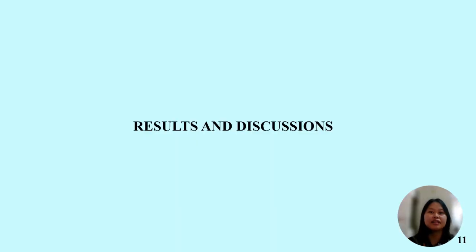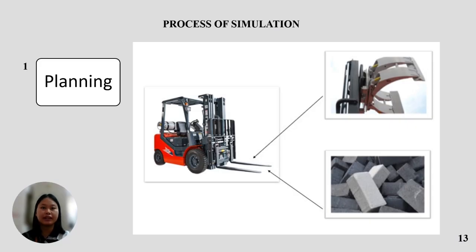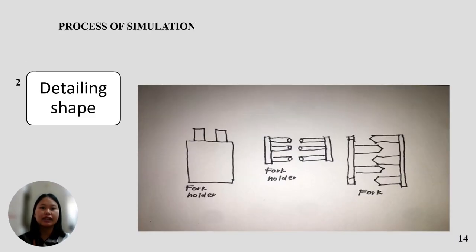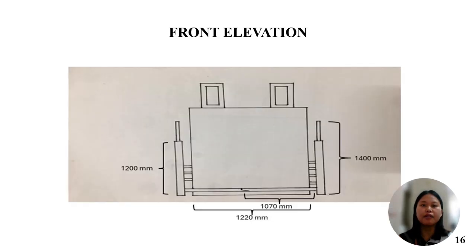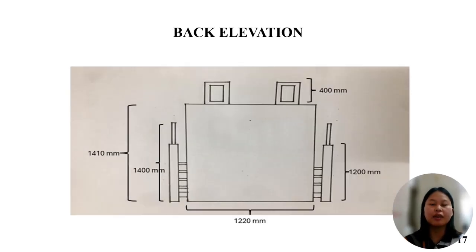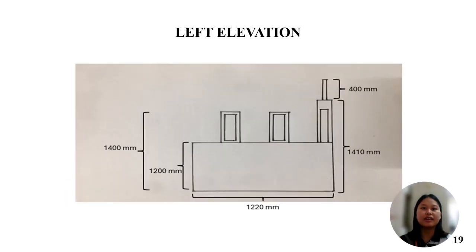Results and discussions. There are 6 processes of simulation. First is planning. Second is detailing. In detailing shape, there will be dimensions and elevations of the fork. First is plan view, front elevations, back elevations, right elevations, and left elevations.